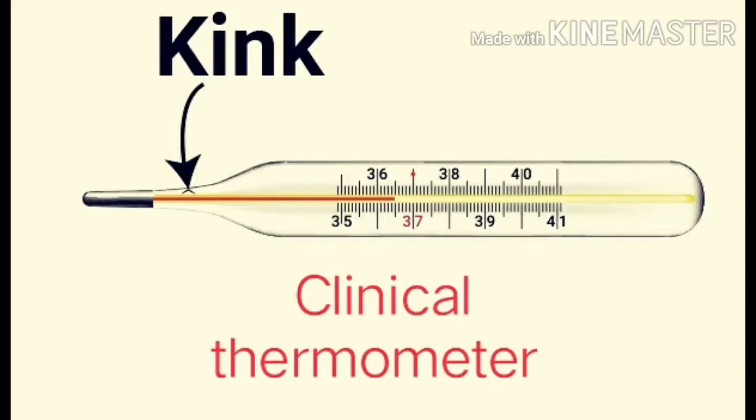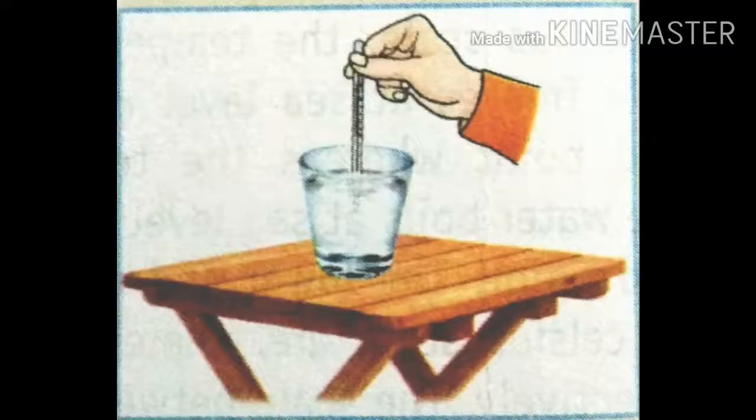After noting the body temperature, the level of mercury can be brought down by shaking the thermometer tube. A clinical thermometer has a narrow range, so it should not be used to measure the temperature of hot water. It breaks easily at a higher temperature. So, a clinical thermometer should not be used to measure the temperature of hot water.